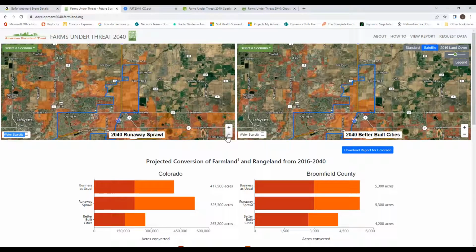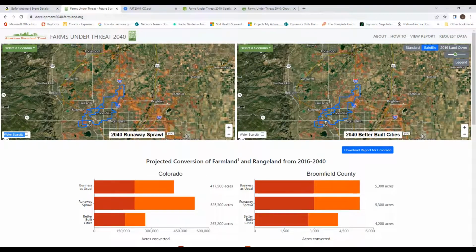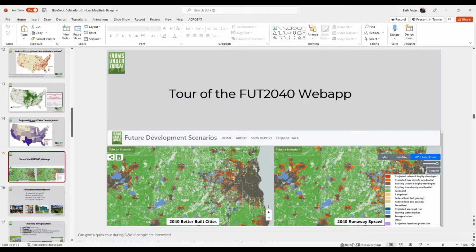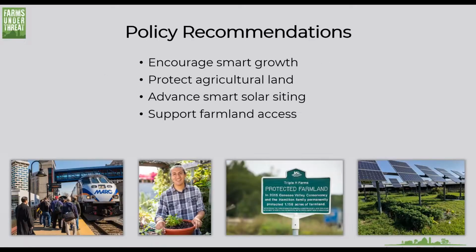Well, thanks for the tour. We hope that everyone will use this tool, zero in on their county and see what the kind of projections are for the scenarios that we have listed out. And so hopefully that provided some insight on how to use the web app. And now I'll be headed back to Chris.